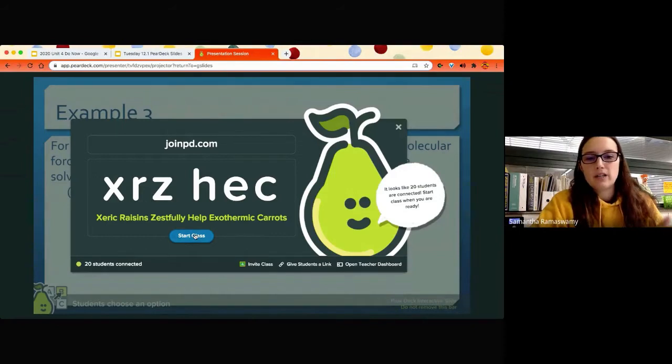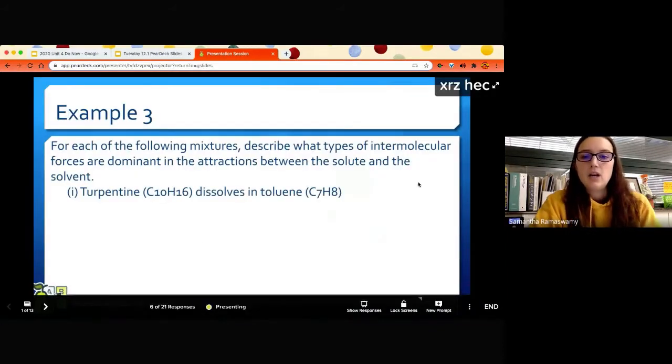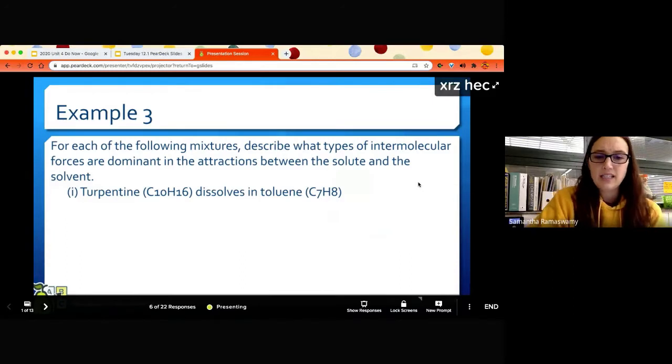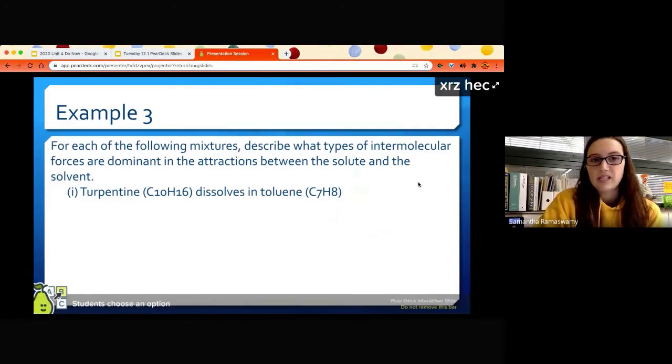And essentially what we're going to do is I'll start in just a second, and it's just going to ask you questions. Example 3 is 4 parts. On your notes, it looks like it's short answer, but it's actually going to be multiple choice on here. We'll talk about the right answer, and then you'll be able to write that correct answer down. So you can see on here the first part of the example. Example 3 is at the bottom of page 2 of your notes. It says, for each of the following mixtures, describe what types of intermolecular forces are dominant in the attractions between the solute and the solvent.